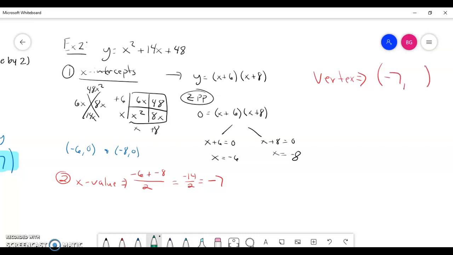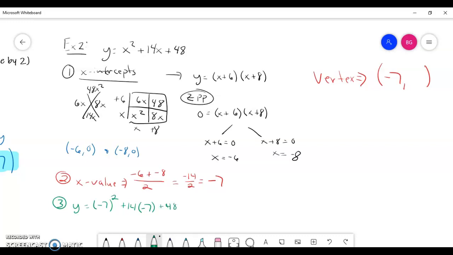Now I'm going to do the third step here in green, and that is to find the y value. Remember, that's using the original equation. You're going to plug in your x value to find the y. So y equals our x value, which is negative 7, so this one is negative 7 squared. Make sure you put it in parentheses. Then we have plus 14 times x again, in parentheses again, negative 7. Then I have a plus 48.